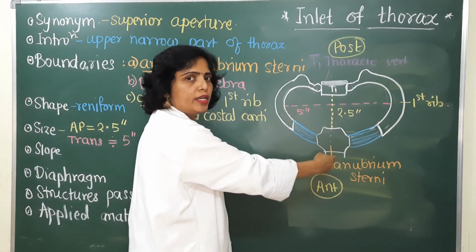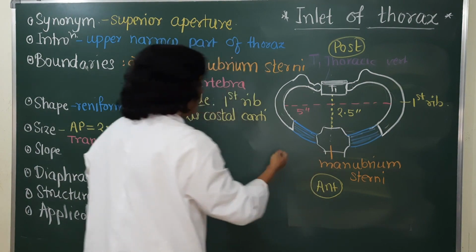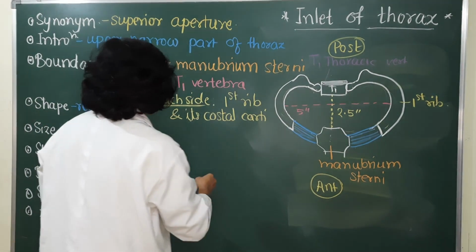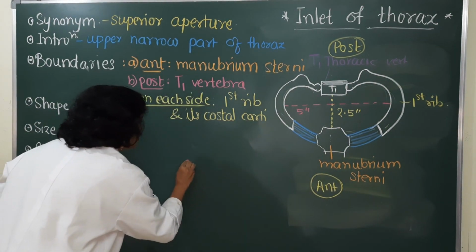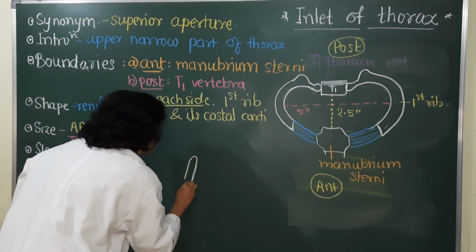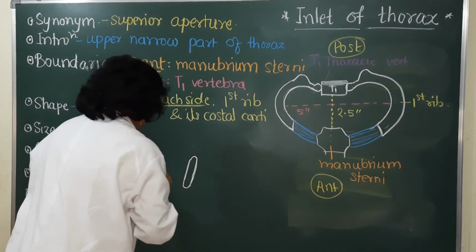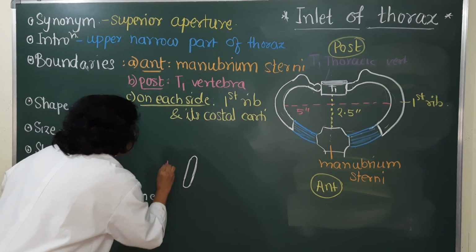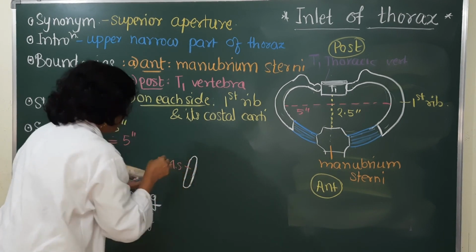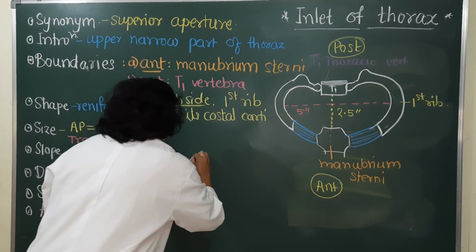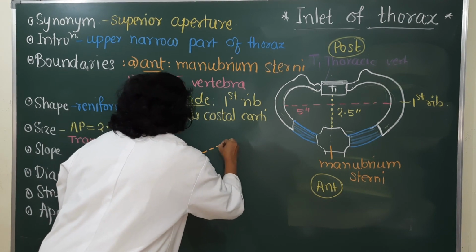Okay, now if you see the slope, for the slope you have to take the vertical section here. You are taking the section in the midline and observing from the lateral view. So how is that picture? Here you get the manubrium sterni, and now the plane of the inlet will be like this.